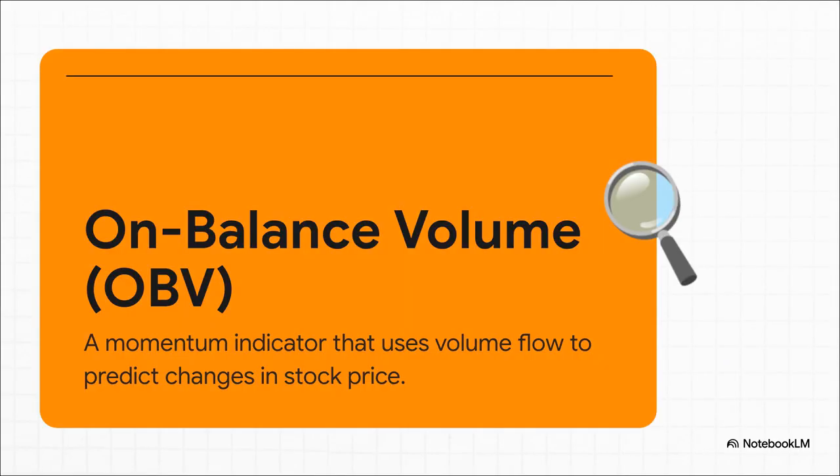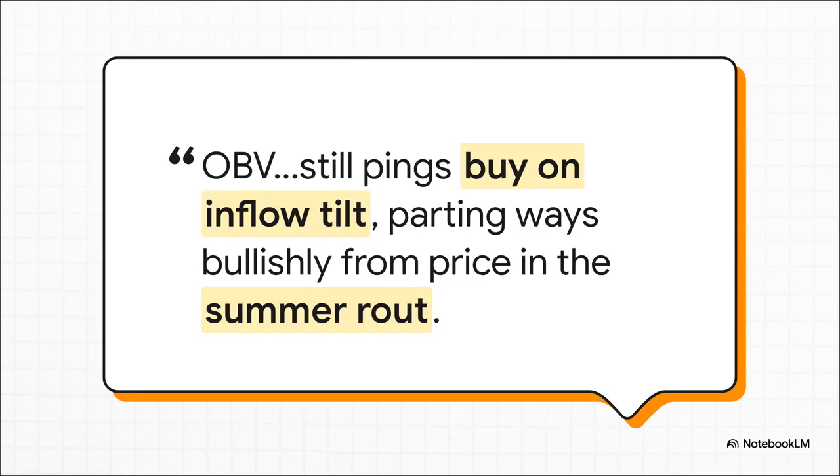If a stock closes higher for the day, all of that day's trading volume gets added to the OBV total. If it closes lower, that day's volume gets subtracted. So a rising OBV line suggests that buyers are getting more aggressive, and all that buying pressure could push the price up. And this is where it gets really interesting.